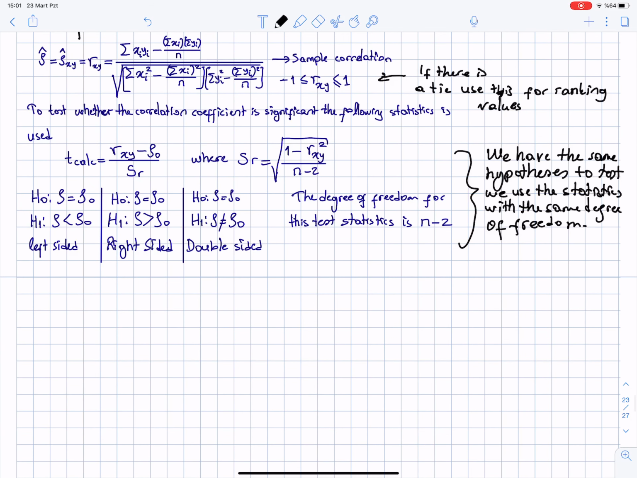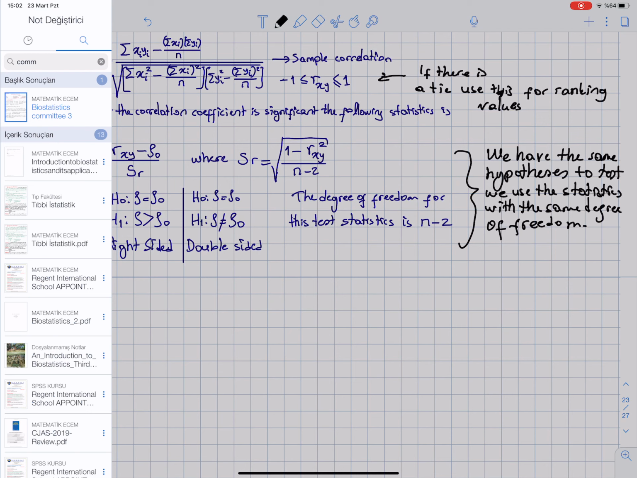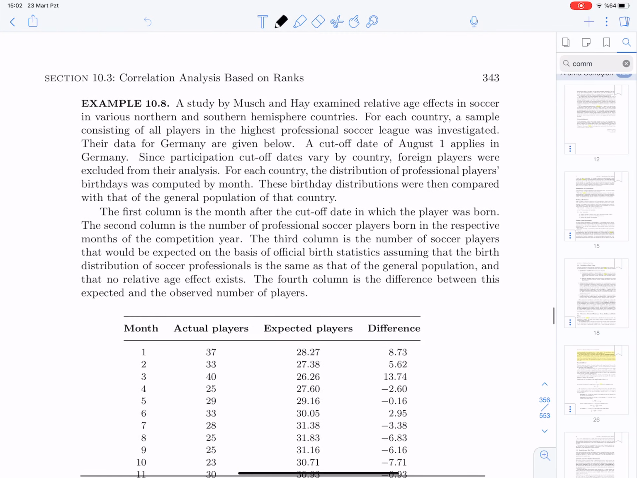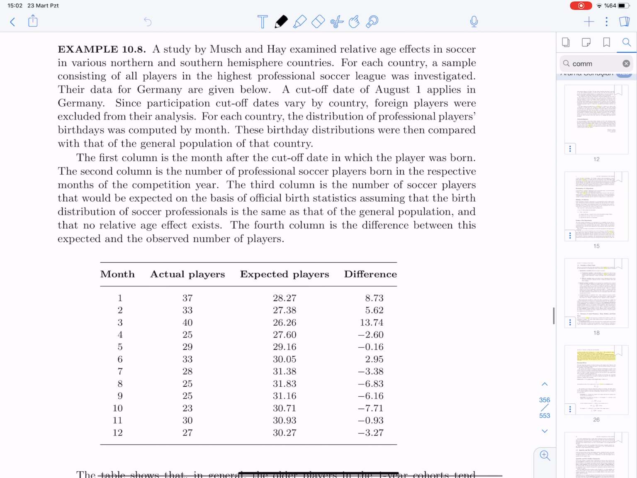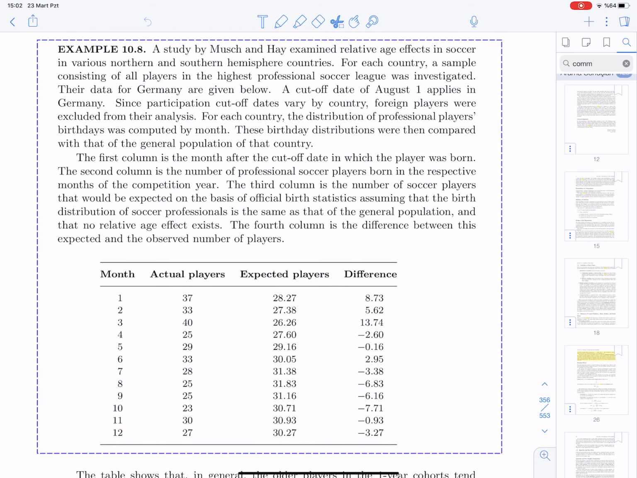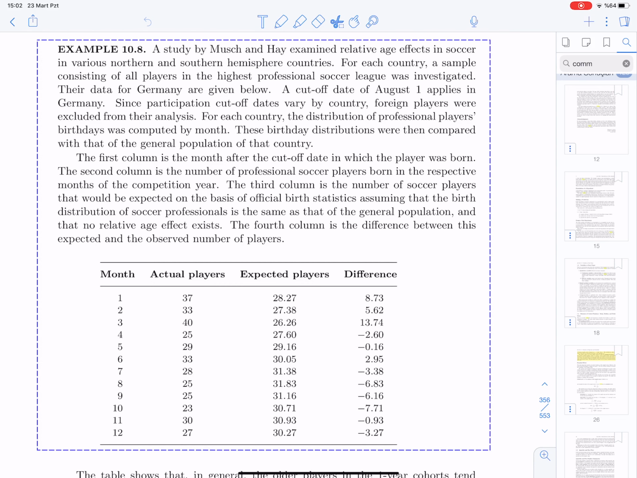To clarify the calculation of the Spearman rank correlation, let's have an example. I have an example in the book I'm using for this course. Okay, so this is a good example, 10.8. I'm going to place it in your lecture notes. Let's study these examples. I found it a good one.